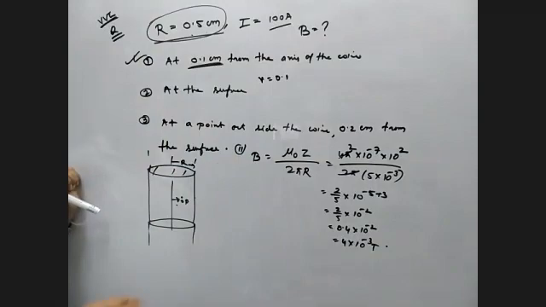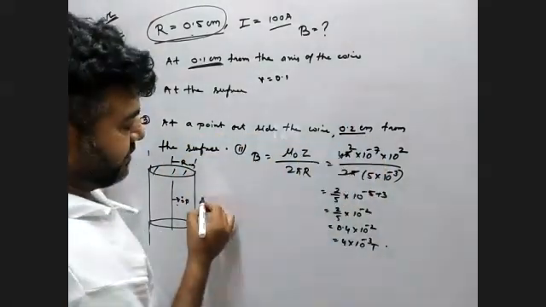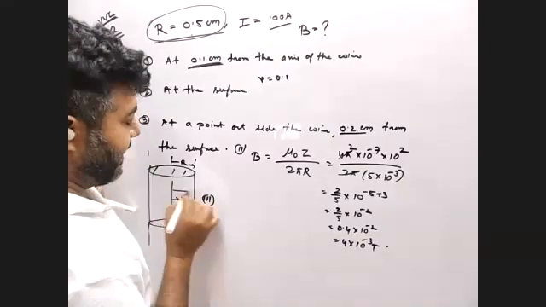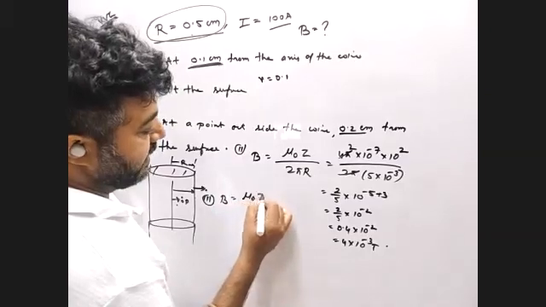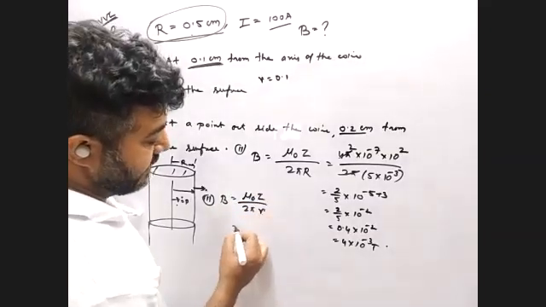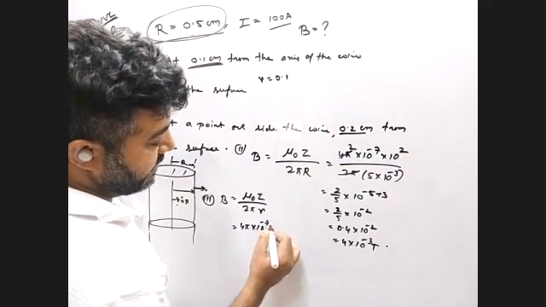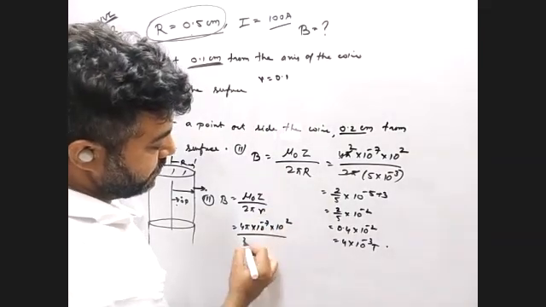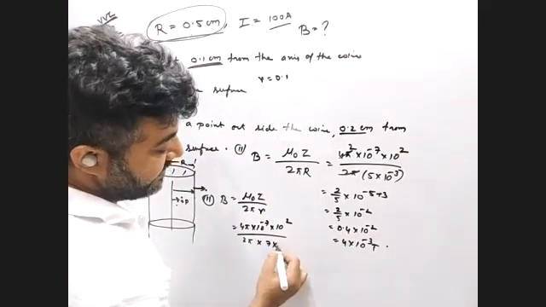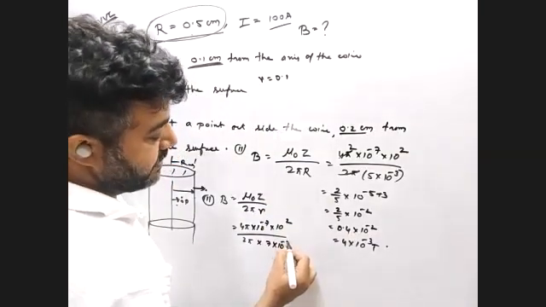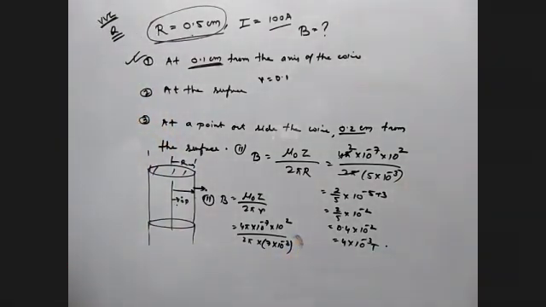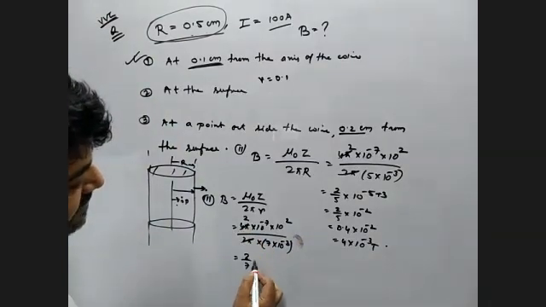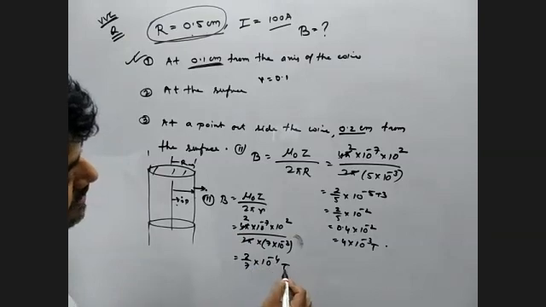And the third part, outside 0.2 centimeter. So that is overall 5.5 plus 0.2, that is 0.7 centimeter. So mu naught I by 2 pi r, 4 pi 10 to the power minus 7, 10 to the power 2, over 2 pi 7 into 10 to the power minus 3. So what you have is 2 by 7 into 10 to the power minus 4 Tesla. Clear?